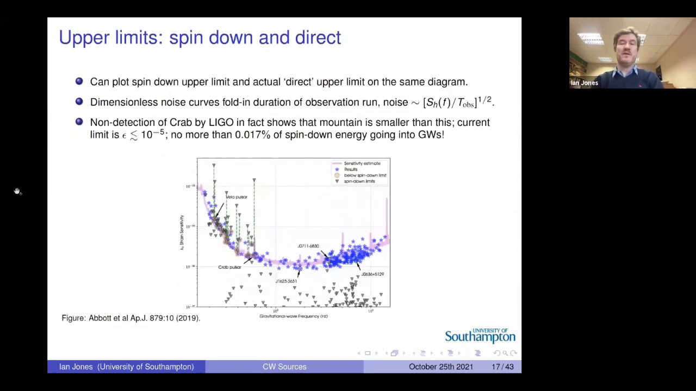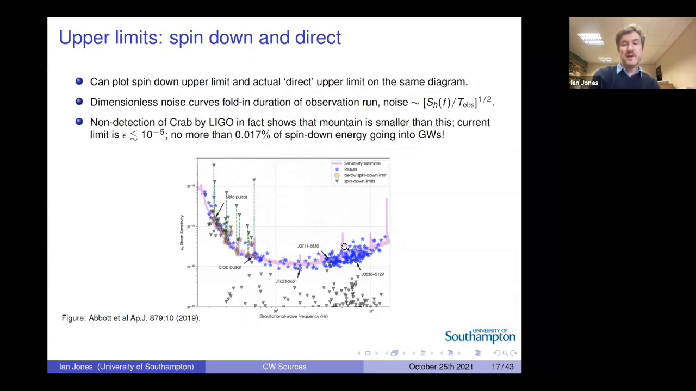So there'll be a version of this plot in lots of different LIGO-Virgo papers. This is one from the most recent relevant paper. So it's the usual thing of gravitational wave frequency on the horizontal axis. It's dimensionless strain sensitivity on the vertical axis. My eyesight isn't quite good enough to read the numbers, but is that 10 to the minus 24 at the top, 10 to the minus 27 at the bottom? So these are small strains.